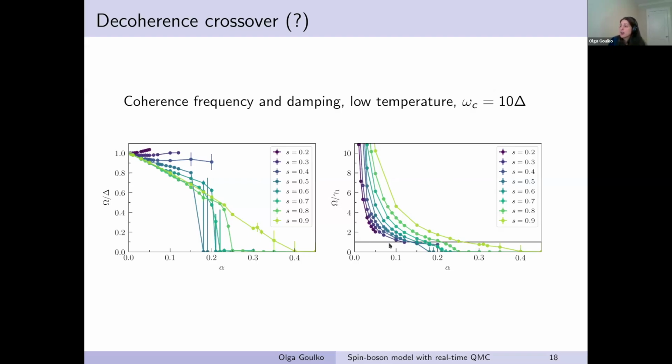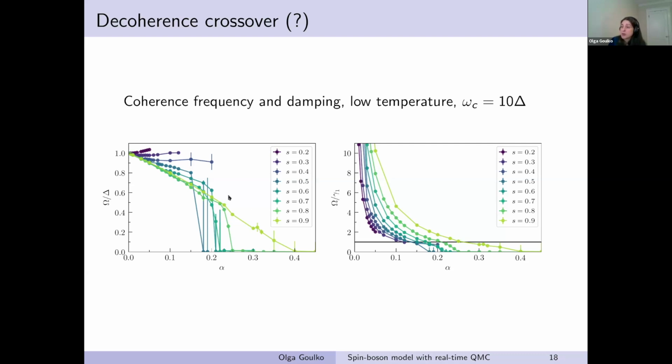So that's kind of the threshold below which the damping starts to outweigh the frequency. And here we see a smooth crossover for all values of S. Eventually, the damping will outweigh the frequency and we will lose coherence due to this damping-driven crossover.